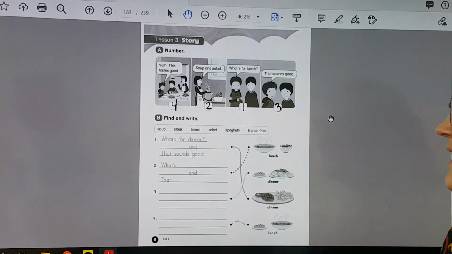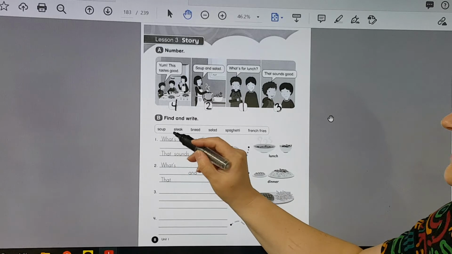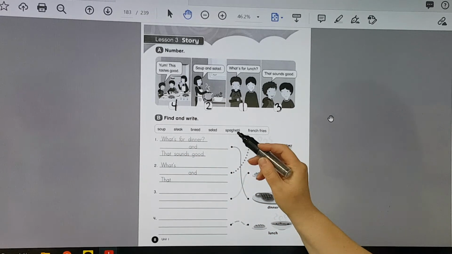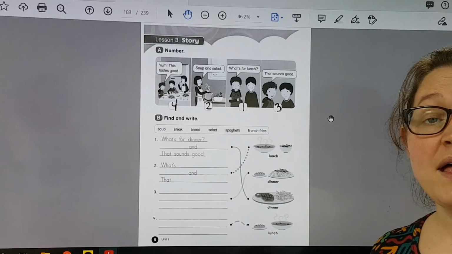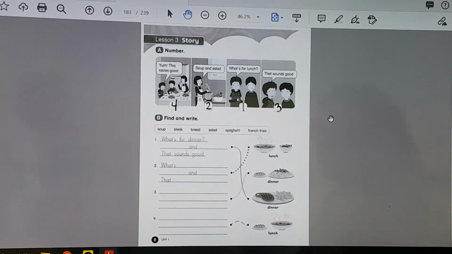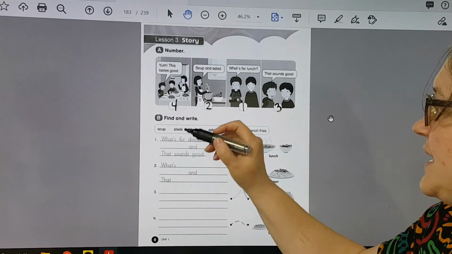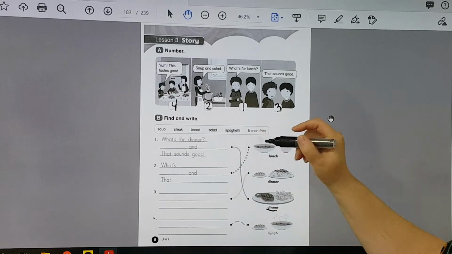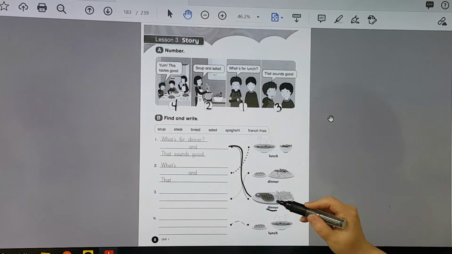All right, so we can look at the pictures and we have the words here to help us spell the words correctly. Some of these words like spaghetti, they're hard words to spell. So we learn by practicing. We have to keep practicing. All right, so question number 1, what's for dinner? Well, let's see, here's dinner. Okay, and there's a line here. So what do you see?